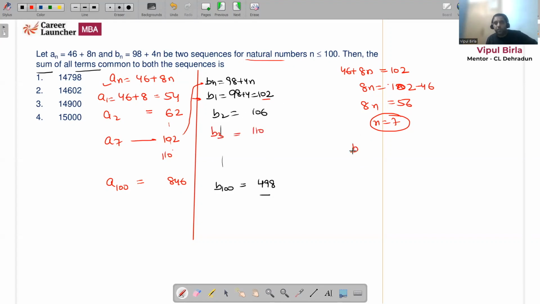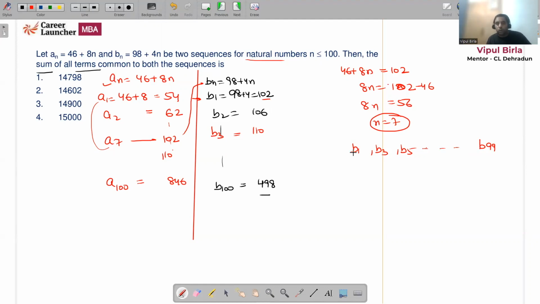So that means B1 is in common with An, then it is B3, then it is B5, and so on, because I know An is moving with a gap of 8 and Bn with a gap of 4. So after every alternate term, there will be a common term, right? So the last common term will be nothing but 99. From this, I get to know there are 50 common terms. So what we need is nothing but to find the sum of all 50.